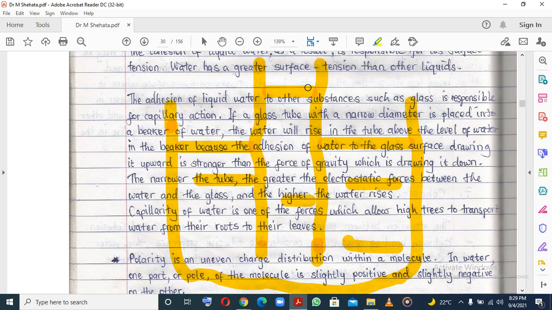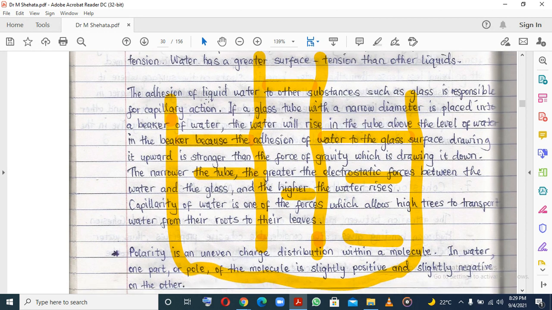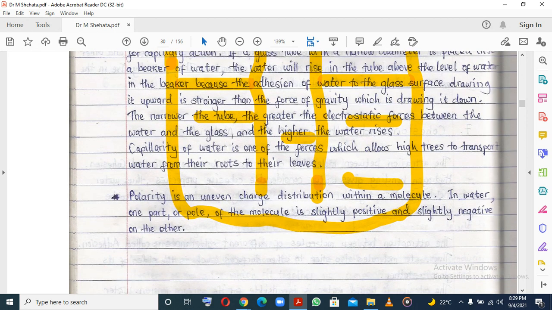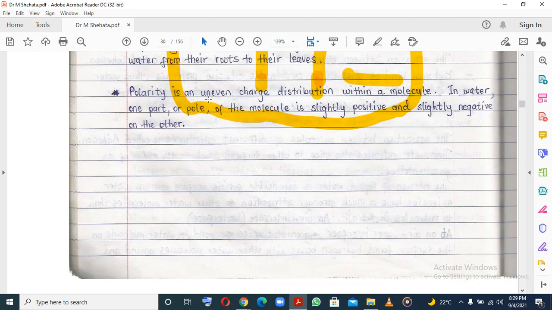Okay, and it is this property of water that allows high trees to transport water from their roots to their leaves. So like I said, in case you were wondering how these plants are able to carry water up to their leaves from their roots, they use capillary action. So capillarity is very, very important. So that's basically about it.